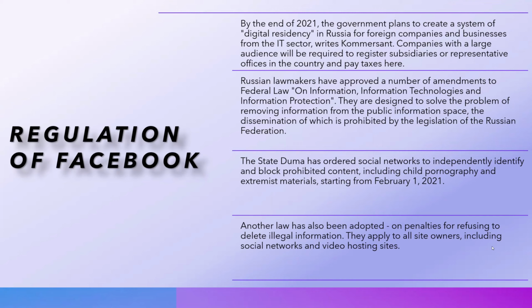And the next thing is that the State Duma, by the new law, has ordered social networks to block prohibited content, as already said, like child pornography and extremist materials. This is a very universal reason why the Russian State Duma or government officially wants to ban content on the internet, and you can recall the story of the partial blocking of Twitter.